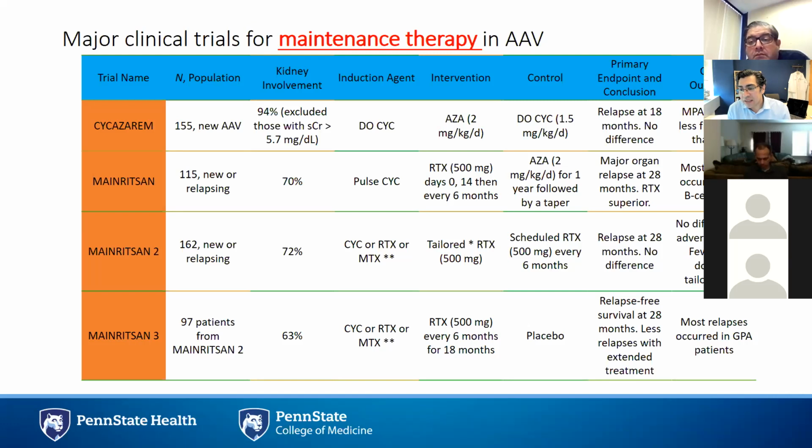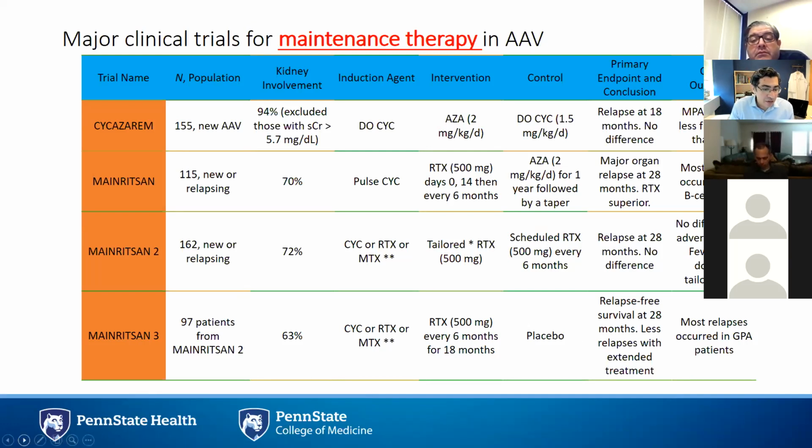And then they looked at relapse-free survival at 28 months. So they found that with the extended treatment, there was less relapse. And again, I think GPA was the condition which had more relapses. So really, they started using rituximab as compared to azathioprine, and then came up with a tailored regimen versus a prolonged and extended regimen, and found that when you go to this prolonged regimen, there were fewer relapses.